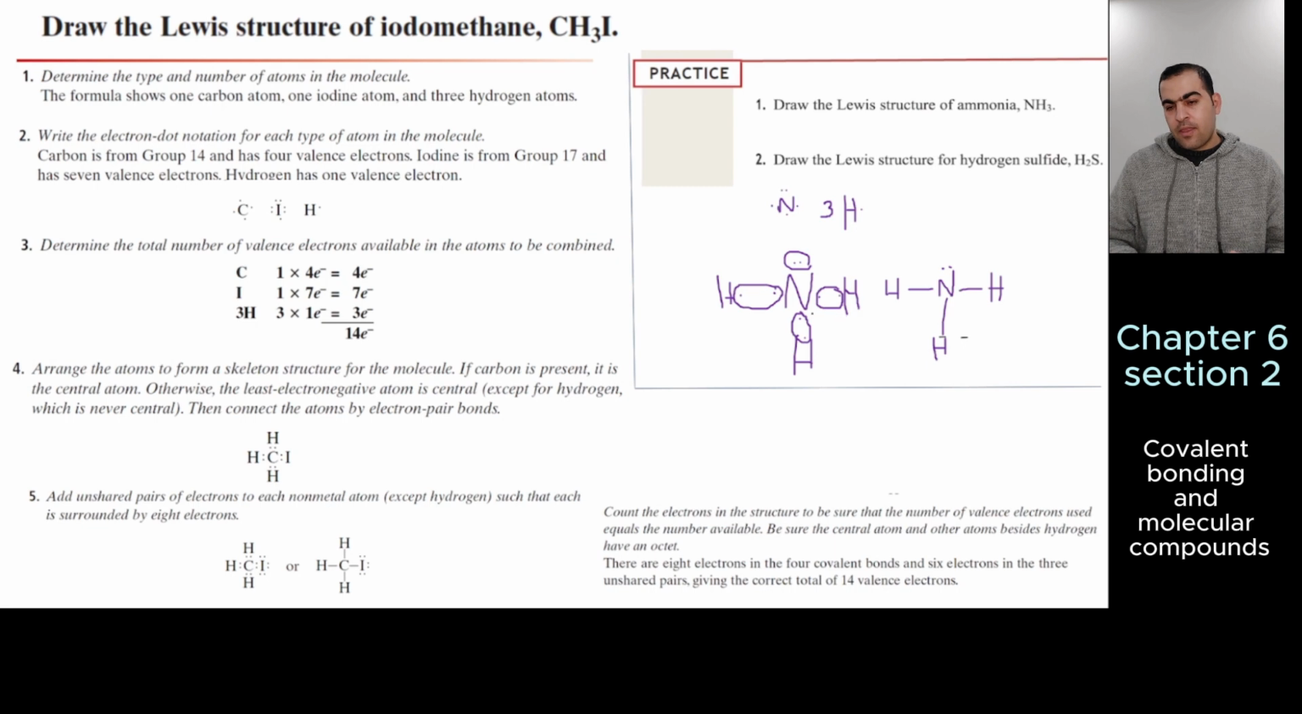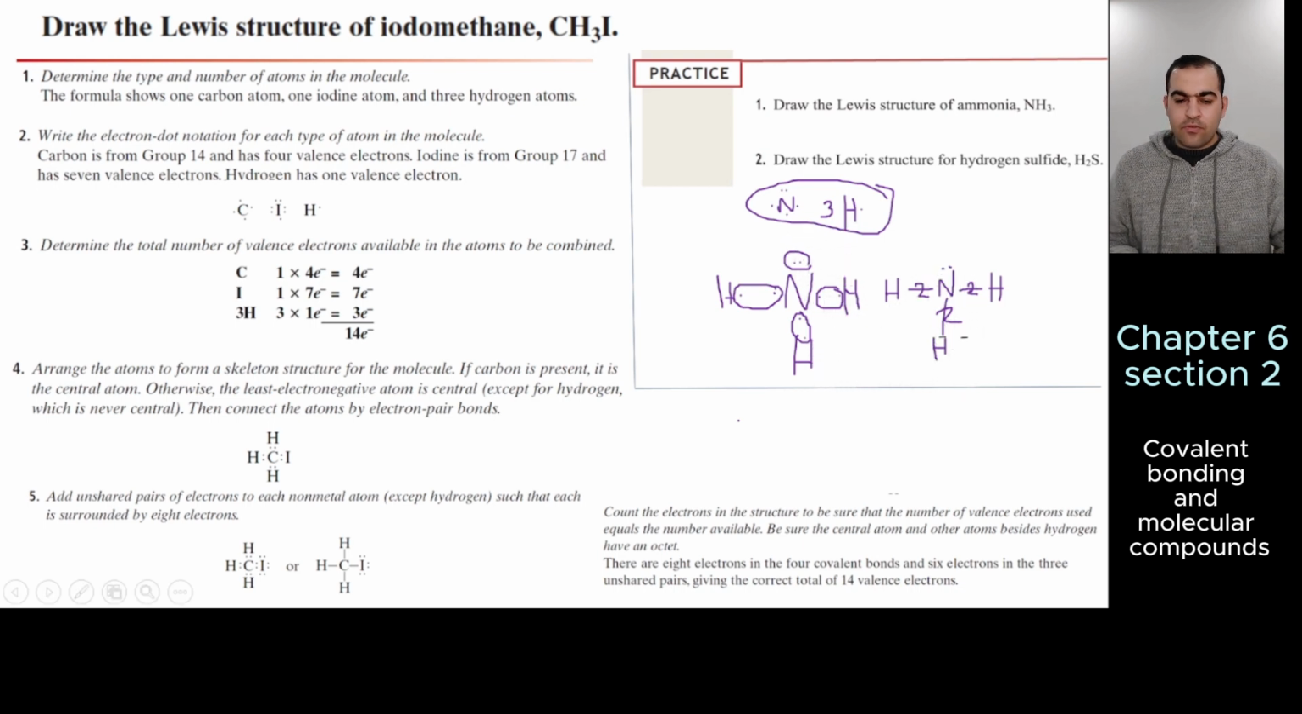Okay, that's it. Now nitrogen has how many valence electrons? Each dash represents 2 electrons. So 2, 4, 6, 8. Each hydrogen also has 2 valence electrons, and the total number of valence electrons in this molecule is 2, 4, 6, 8. Okay, that's it.